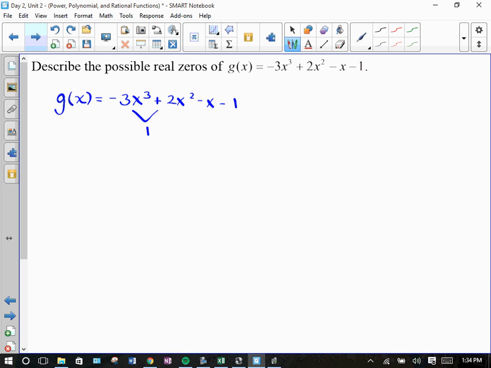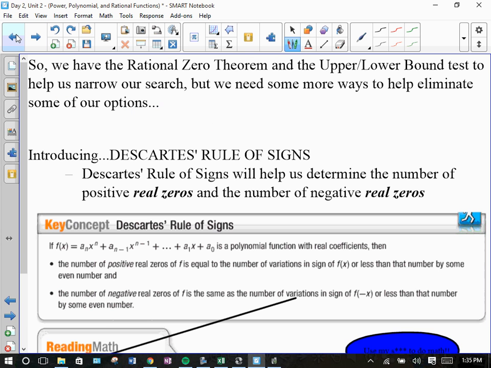Okay. This coefficient 2 is positive 2. This coefficient is negative 1. That's a second sign change. From negative 1x to negative 1, that's not a sign change. So I'm going to give a little dash to represent no sign change. Alright? Does that make sense? Yeah. So there are two sign changes. Alright? Now, we'll go back here and look at this first.